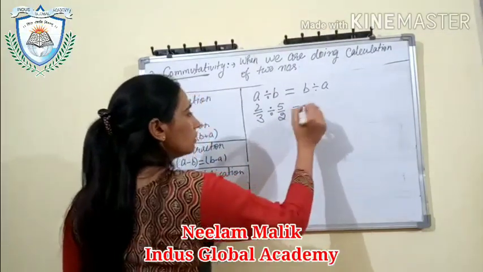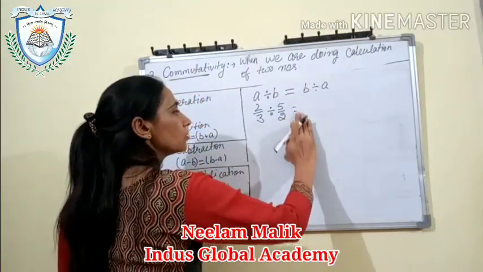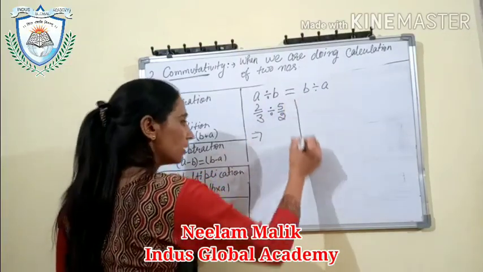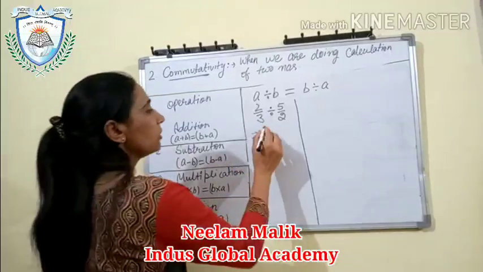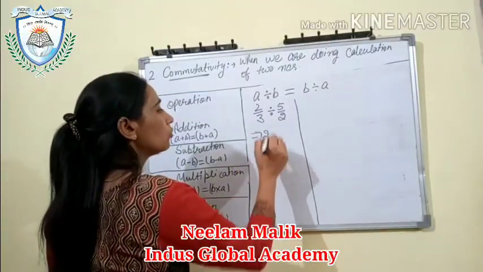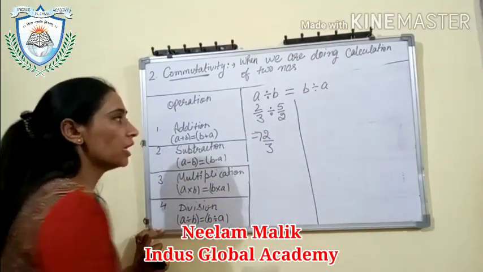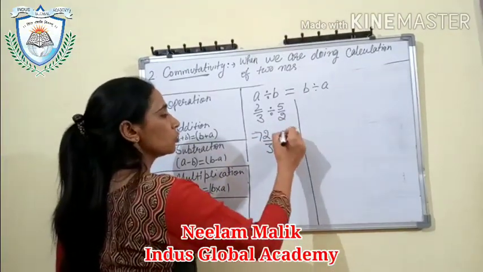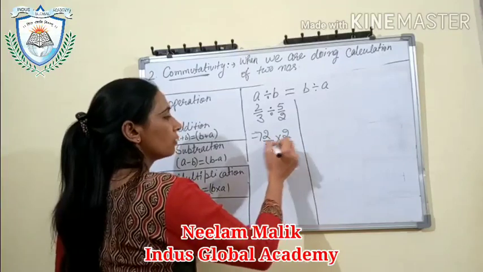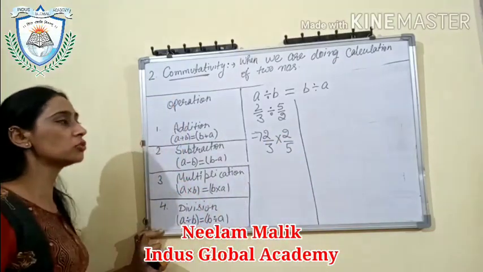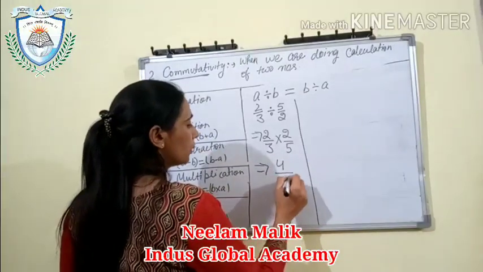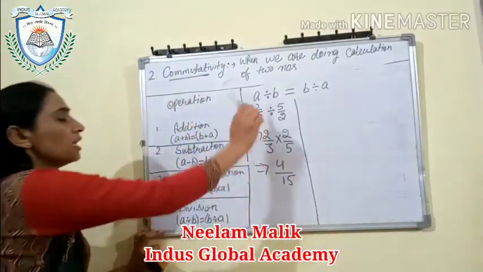And we have to check the opposite also. So first I am taking this side. What will it be? 2 upon 3. How to solve this division? It will be changed into multiplication, and we take the reciprocal or reverse, 2 upon 5. There is no cutting of numerator with denominator, so we will directly multiply. 4 upon 15. This is your a divided by b.